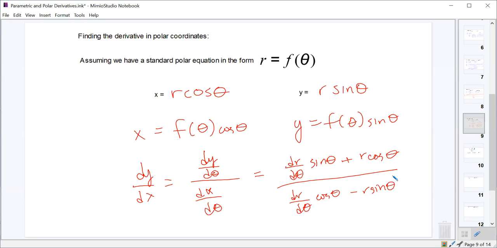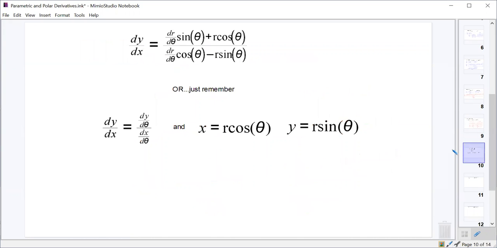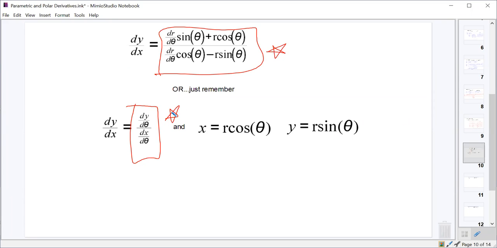F of theta is just r. And you could memorize that formula if you want, dr d theta sine theta plus r cosine theta over dr d theta cosine theta minus r sine theta. Or you could just remember it's the derivative of y with respect to theta over the derivative of x with respect to theta. Either one is fine. I think it's easier. I don't normally memorize this. I just know that it's this and do the conversion and call it good. But it's up to you.